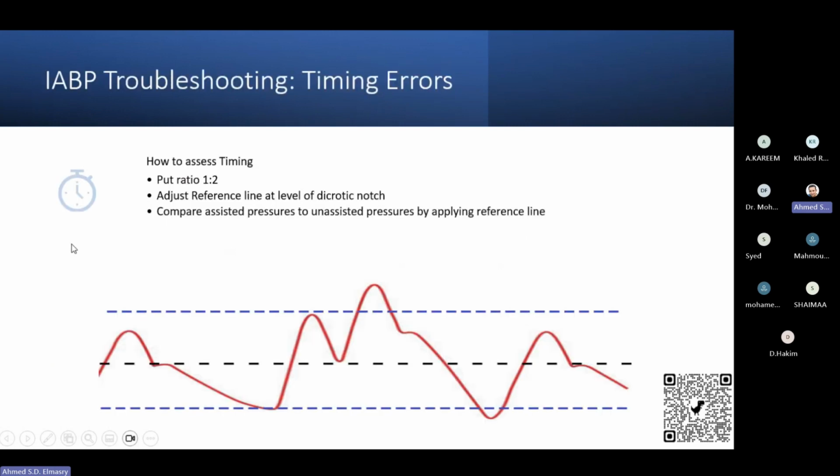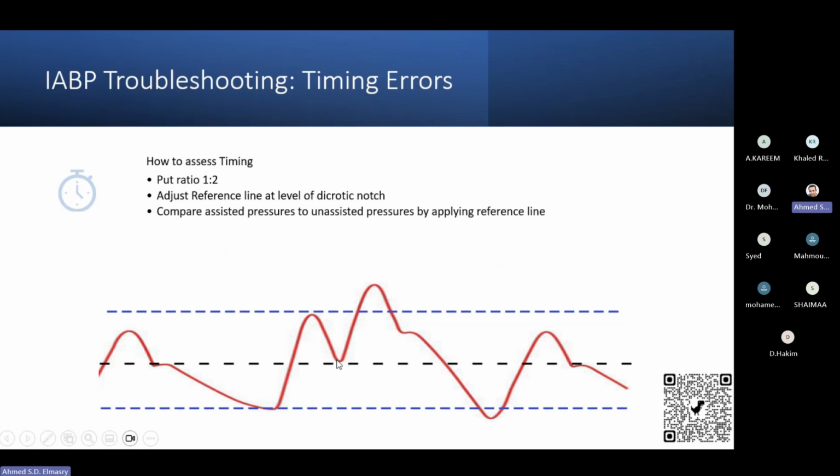So how do we assess the timing? Ideally, when you start the intra-aortic balloon, you put the balloon on ratio 1:1. In order to assess the timing errors, you have to put the intra-aortic balloon ratio at 1:2. You have to compare the assisted waveform with the unassisted waveform. And after that, you will apply 3 reference lines. The first reference line, you will put at the level of the dicrotic notch of the unassisted waveform.